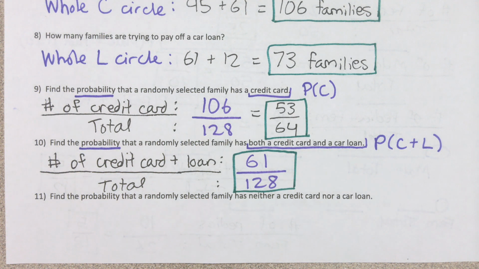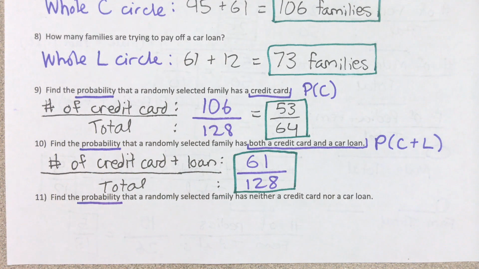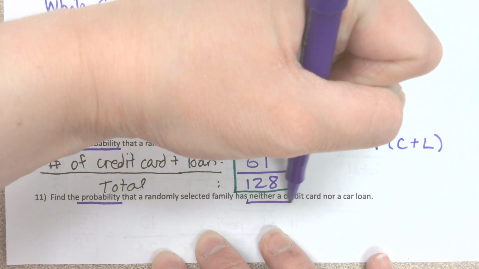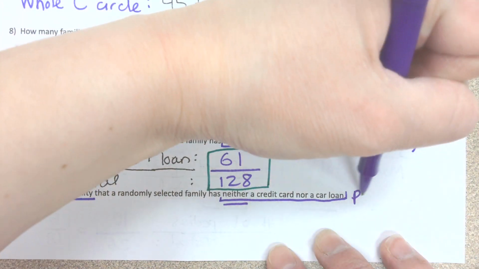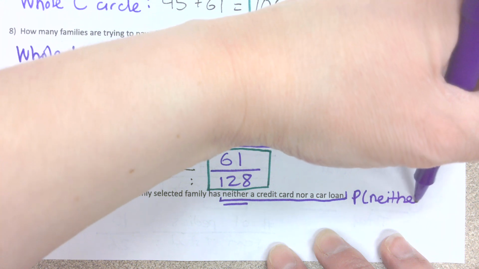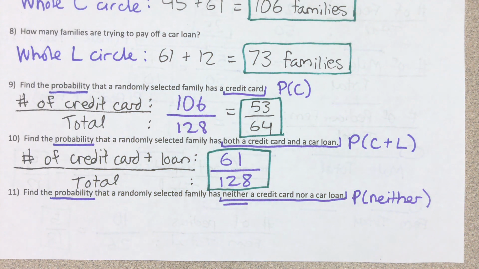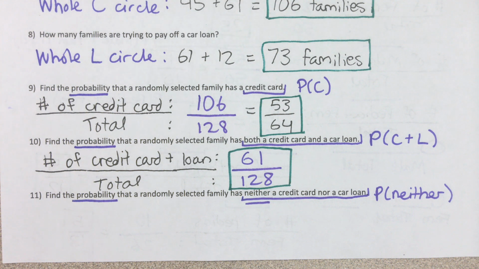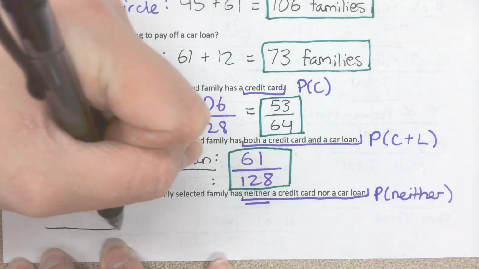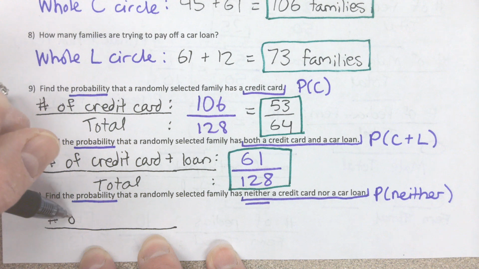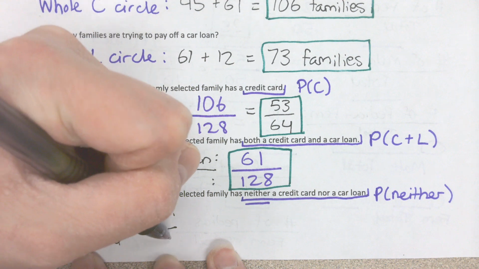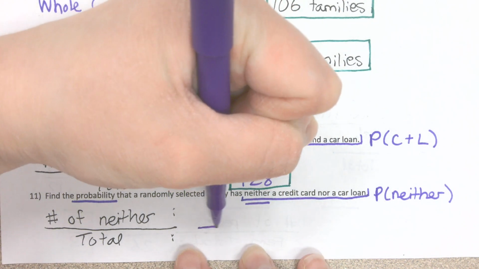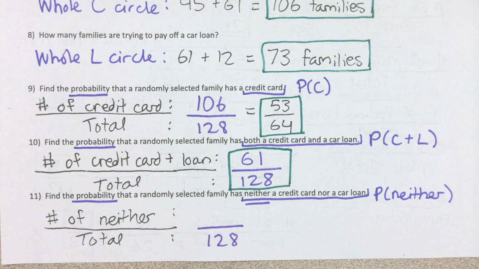One more, and I doubt you've ever seen this kind of question with the Venn diagram. Find the probability that a randomly selected family has neither a credit card nor a car loan. So this is the probability of neither. Setting up our fraction here. We have the number of neither on the top over the total. Our total is still 128.